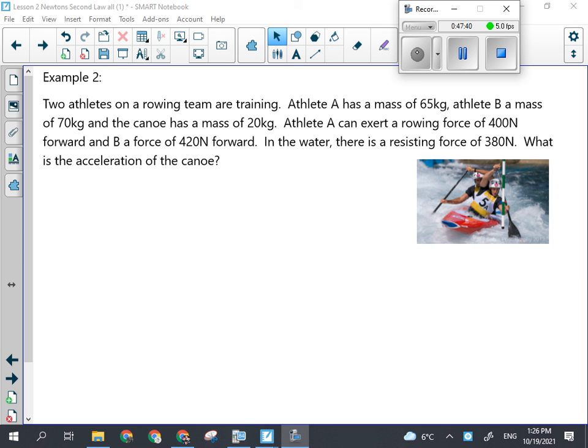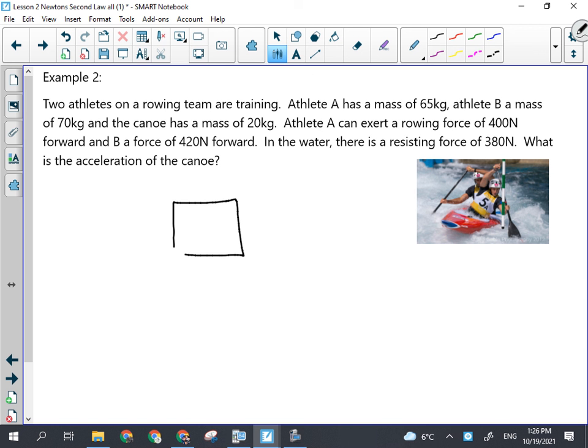What should I do first? Right. Draw a free body diagram. And here's the part that trips people up in this one. What's the mass? Okay, 65, 70, and 20. There's 2 people in the canoe plus the canoe. That's all the mass that's being accelerated, right?